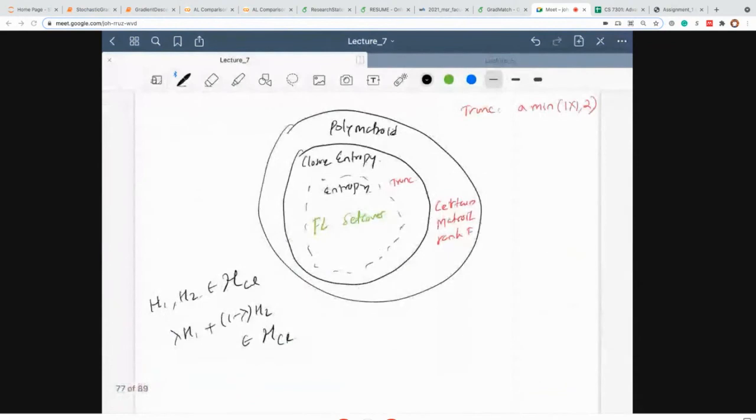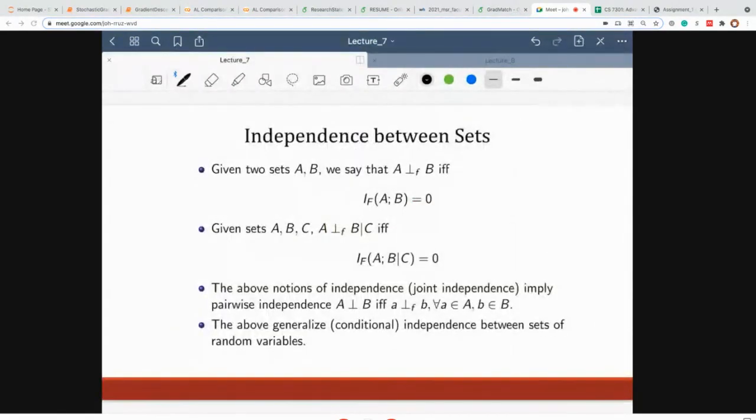All right. So this is independence, right? And we say that two subsets A and B are independent, and this is the notation that I use for independence, A independent B, A being independent of B with respect to F, if and only if the joint information IF of A comma B is actually equal to 0. Okay. And similarly, we say that given sets A, B, C, A is conditionally independent of B given C, if and only if IF of A comma B given C is equal to 0.